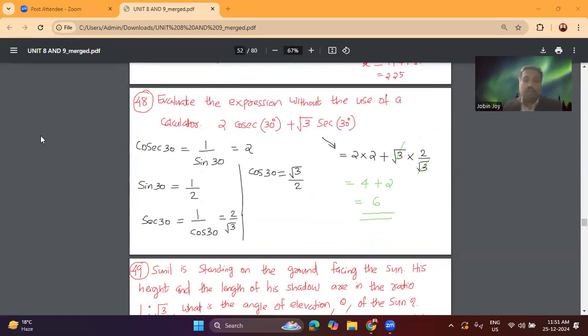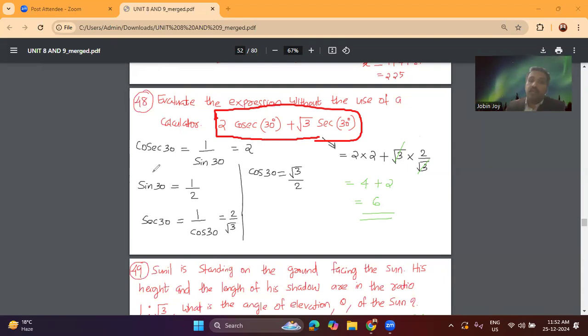Okay, question number 48. We have an expression like this: 2 cosec 30 plus root 3 sec 30. First, I am going to find out cosec 30. How will you find cosec 30?